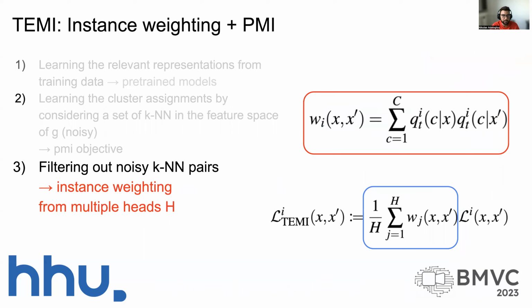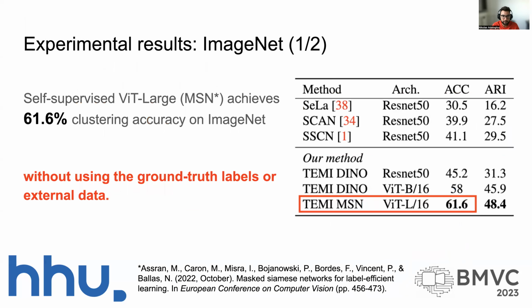Importantly, TEMI introduces an instance weighting term for the noisy nearest neighbors, that is at the top right, as you can see, the inner product of the teacher predictions from the same head. And as you can see at the bottom, we aggregate the information from multiple heads, in contrast to previous work, by taking the mean, forming the final loss of TEMI.